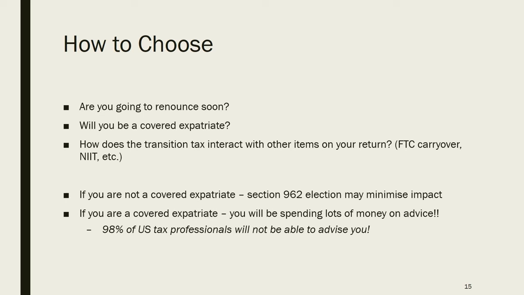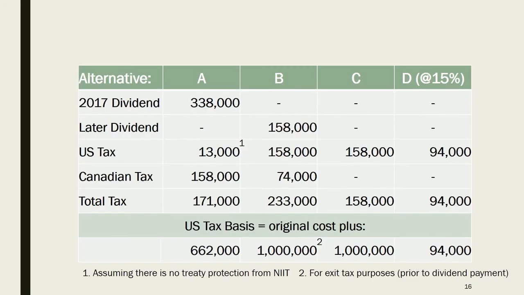Okay, now we get to go on to the numbers. So here are some numbers. I'll walk through each of these in turn. We'll start with A. In A, we're basically using the individual Canadian tax, paid on your individual return, to offset the U.S. tax. To do that, we come up with a dividend that's enough to generate $158,000 worth of Canadian tax. That means we have to distribute $338,000 out of our corporation.